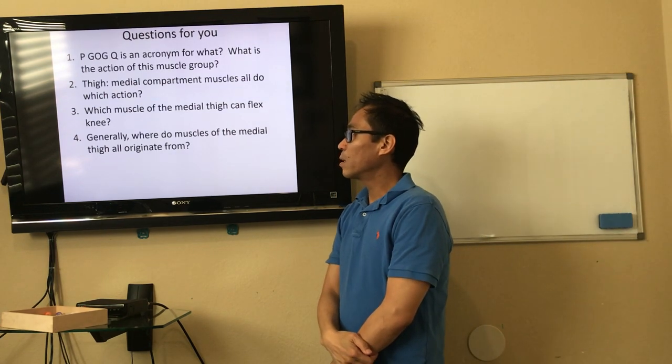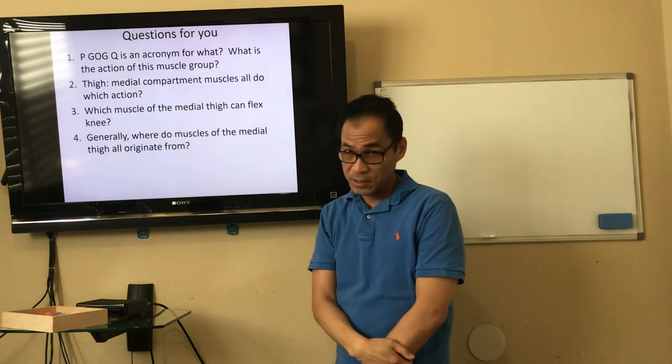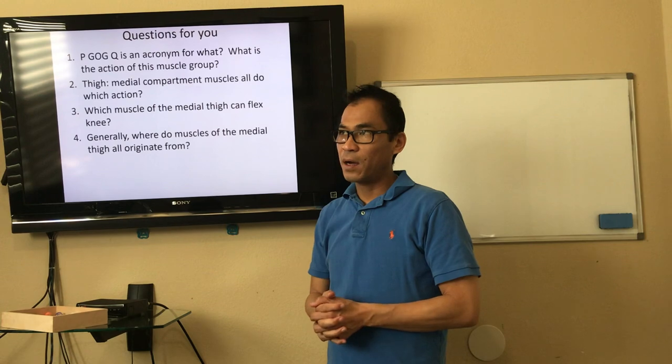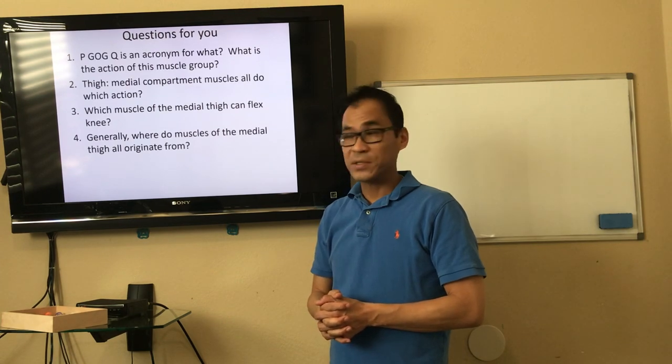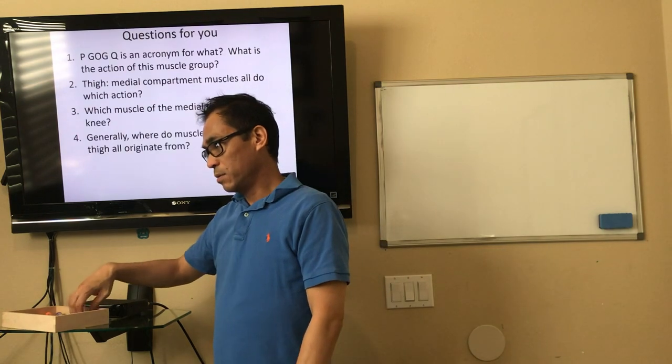Generally, where do muscles of the medial thigh all originate from? Pretty much the pubis, although adductor magnus also originates from the ischial ramus, as well as the inferior ramus of the pubis. Moving on.